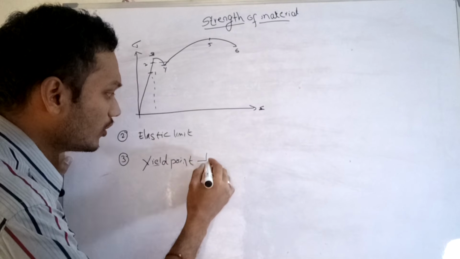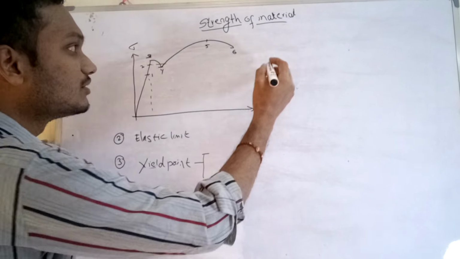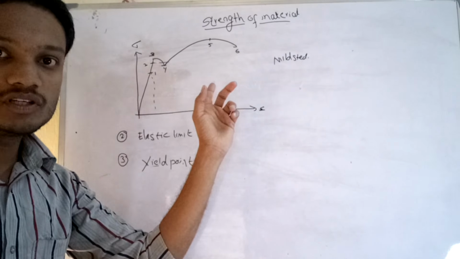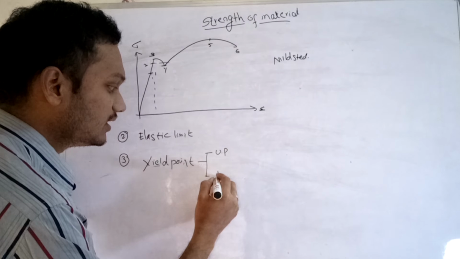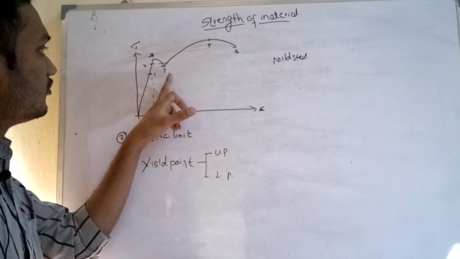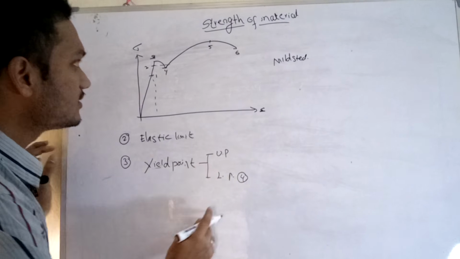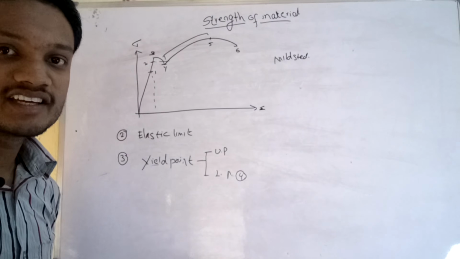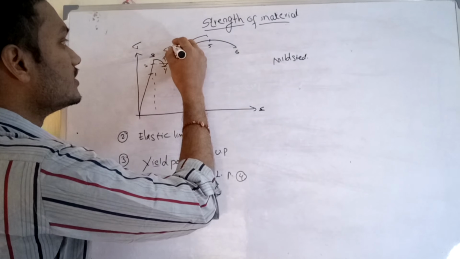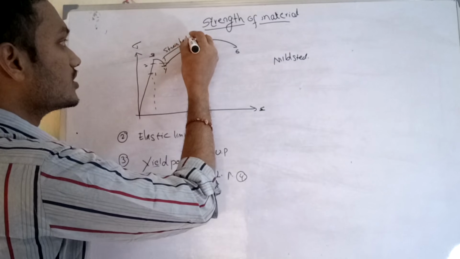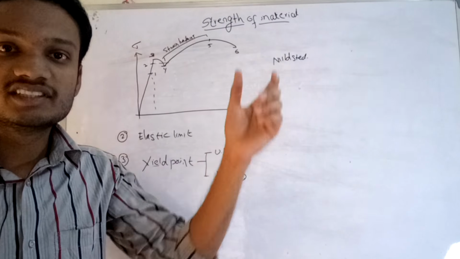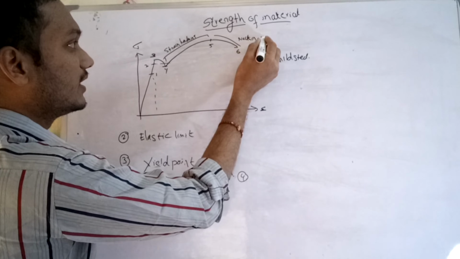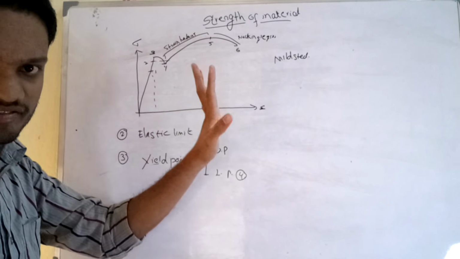Here the material I have taken is mild steel. Mild steel will exhibit two yield points: one is the upper yield point and one is the lower yield point. Region 3 is the upper yield point and region 4 is the lower yield point. This region is called the strain hardening region or work hardening region, and the region between 5 and 6 is nothing but the necking region.